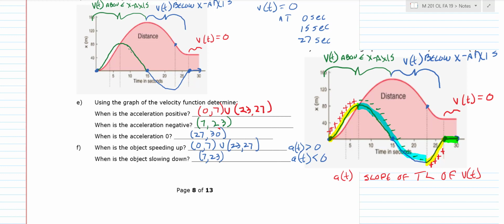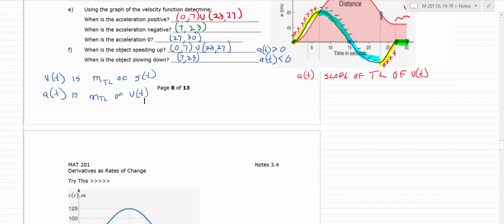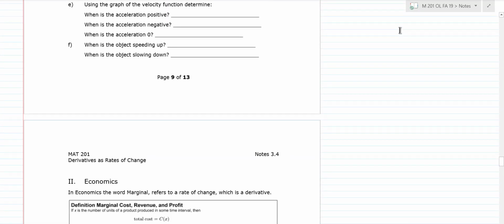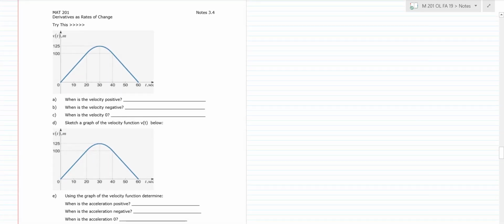Okay, the key thing to remember is this. The velocity is the slope of the tangent line of the position function, and then the acceleration is the slope of the tangent line of the velocity function. That's how that goes. All right, so let's move to the next page. I'm going to have you pause the video and try a problem like this. So just kind of repeating the same thing here, and then this will close off this part of the video.